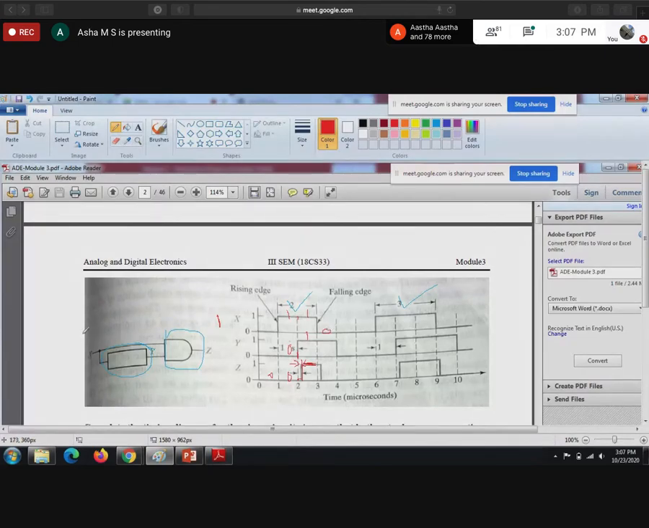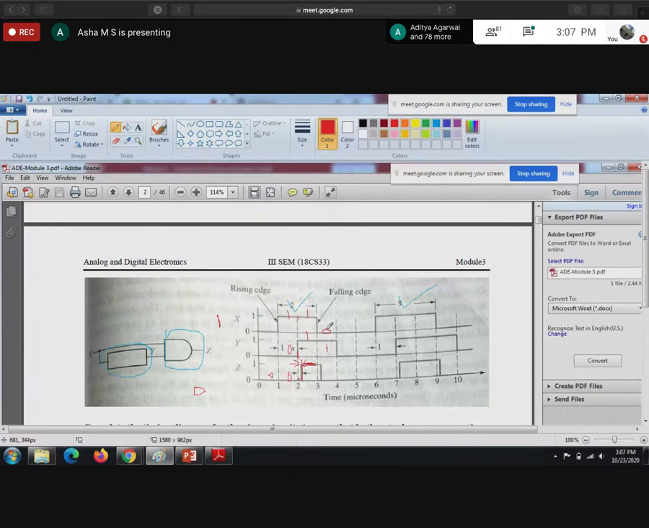X will become 0. What about y? It's 1. When it is 0 1, z should become 0, correct, right? So exactly at 3, x will become 0.